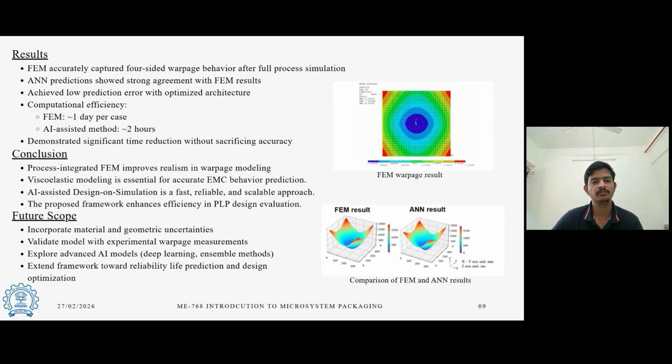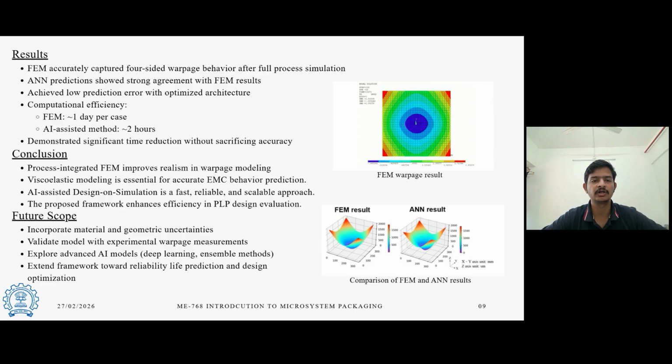While each FEM simulation required approximately one full day, the AI-assisted framework reduced prediction time to around 2 hours without sacrificing accuracy. In conclusion, integrating viscoelastic process-based FEM modeling with AI-assisted prediction provides a fast, reliable, and scalable method for PLP warpage estimation. This framework significantly enhances design evaluation efficiency while maintaining physical realism.